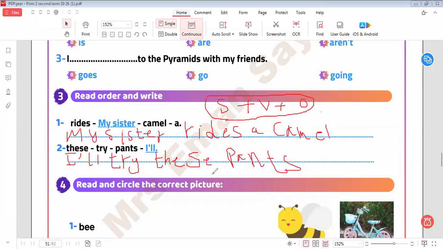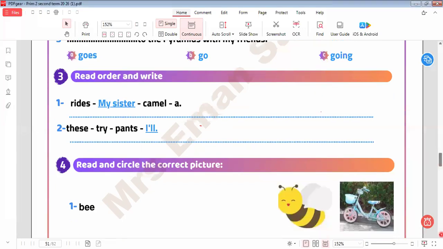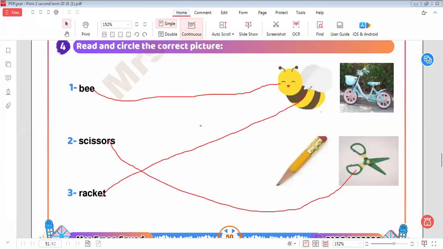Let's go to another one here. Here we have the pictures and the words related to every picture. Here is the first one. It will be B. The next one will be scissors. Racket. Where is the racket? There isn't a racket. So I can't select it. So here we have B and scissors. We haven't a racket here.